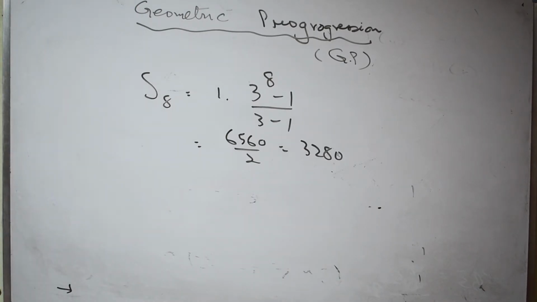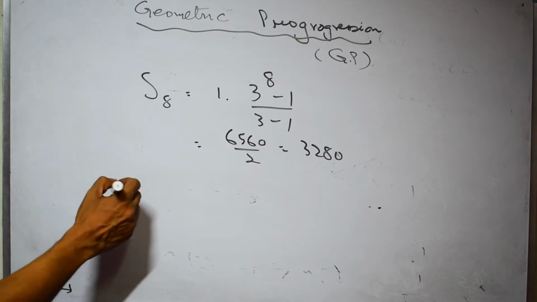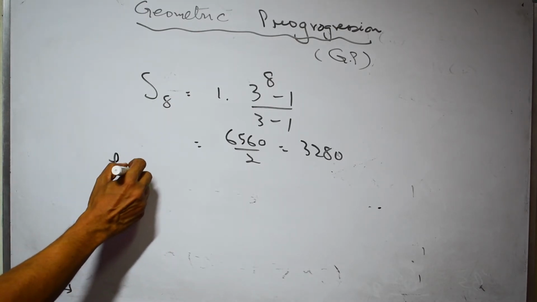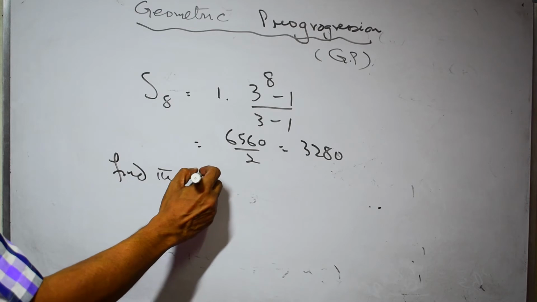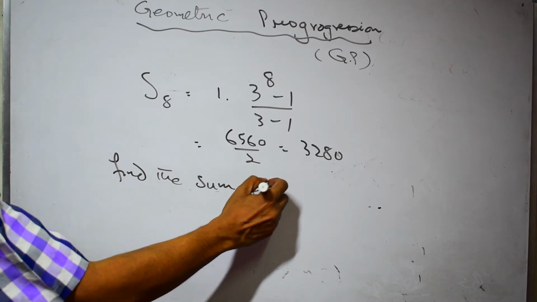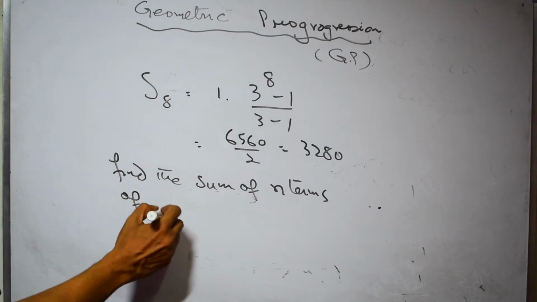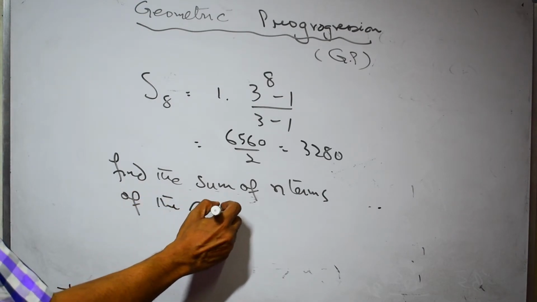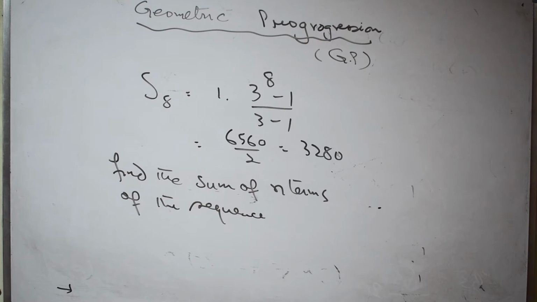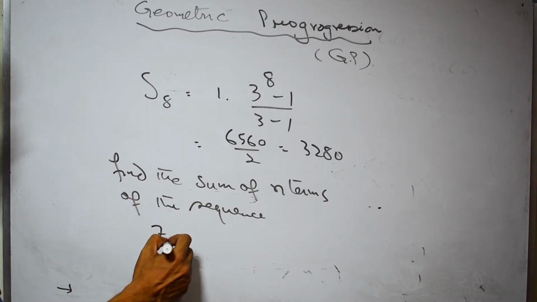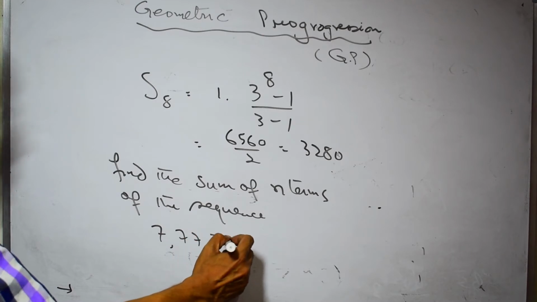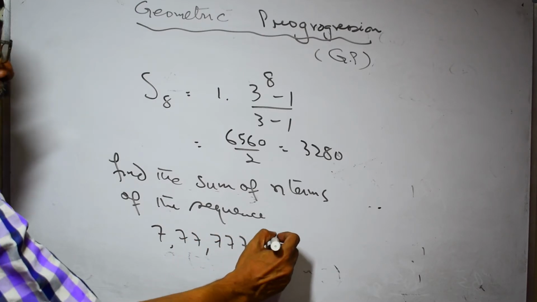This is all about this GP, but GP has one particular type of problems, which is not exactly GP, but it can be converted to GP. It's a very popular question: find the sum of n terms of the sequence. The sequence is 7, 77, 777, and so on.